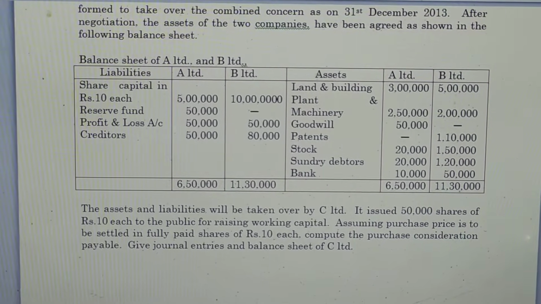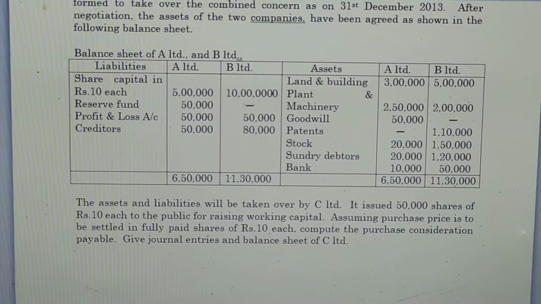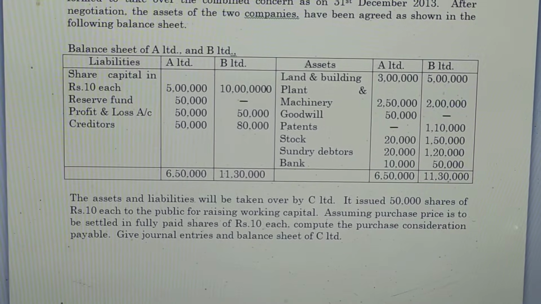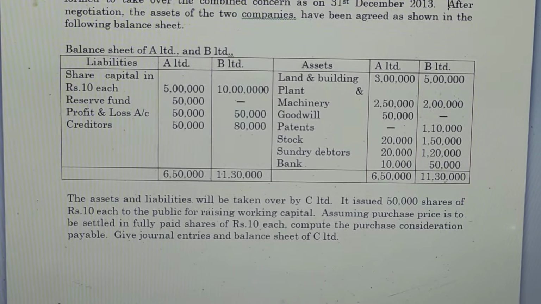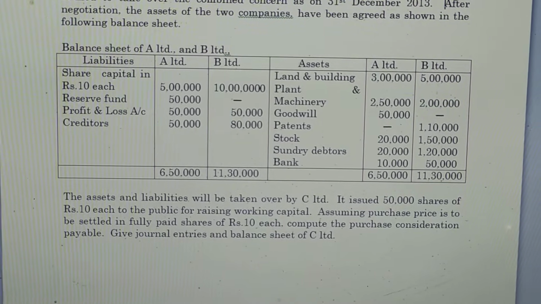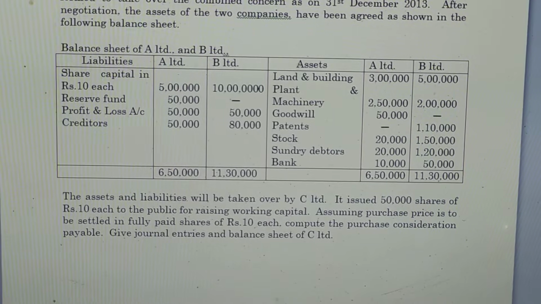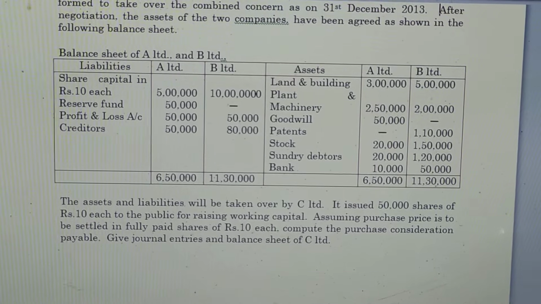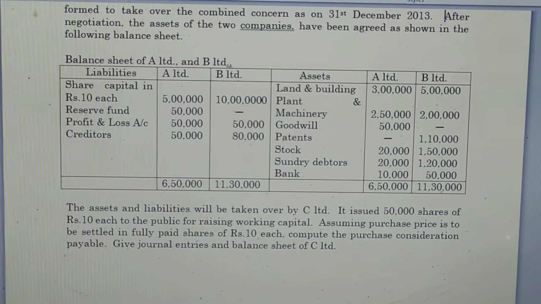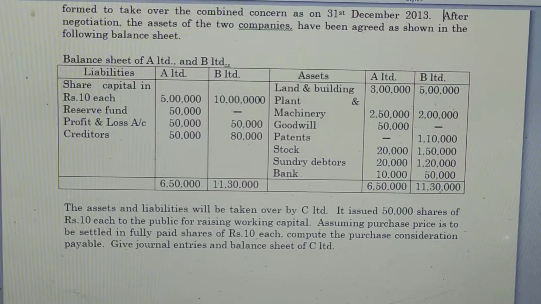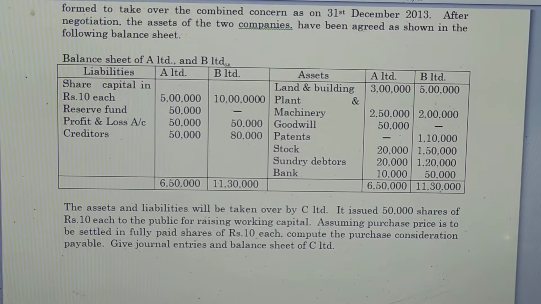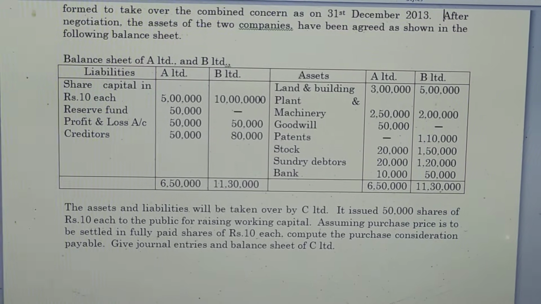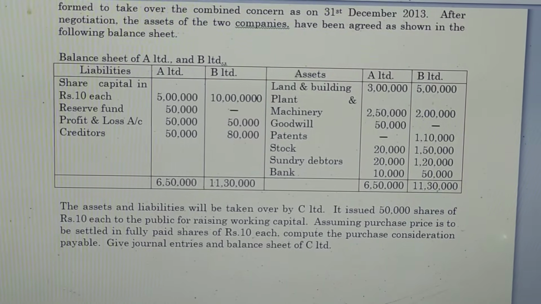On the liability side, share capital in rupees 10 each: 5 lakhs for A Limited and 10 lakhs for B Limited. Reserve fund 50,000 for A Limited, no value for B Limited. Profit and loss account 50,000 for A Limited and 50,000 for B Limited. Creditors 50,000 for A Limited, 80,000 for B Limited. The total liabilities are 6,50,000 for A Limited, 11,30,000 for B Limited.